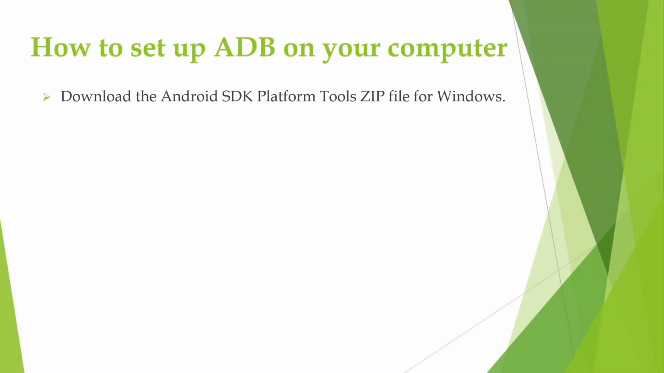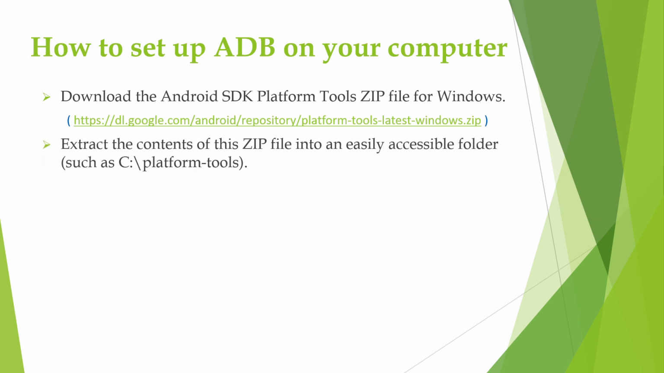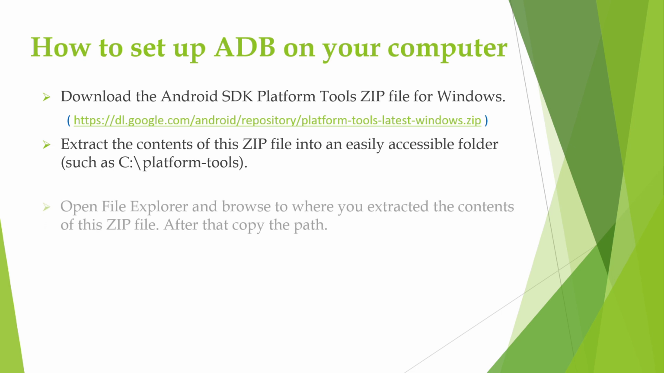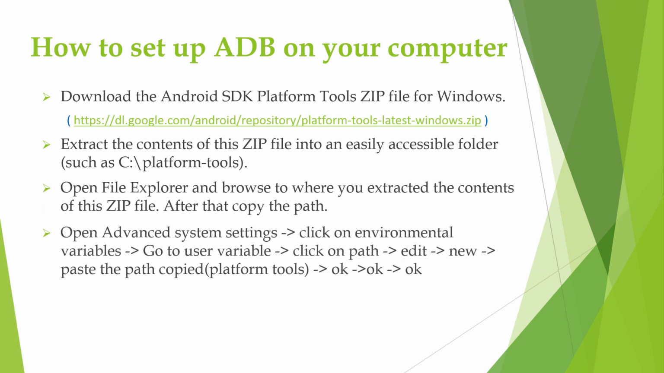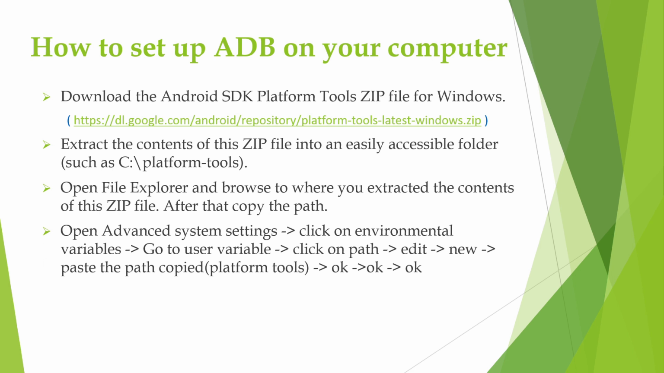Now let us see how to set up the ADB on your computer. In order to set up the ADB on Microsoft Windows, we need to download the Android SDK platform tools. I'll share the link in the description. You can download the Android SDK platform tools from that link. Once you click on that link, a zip file will get downloaded. Once the zip file has been downloaded, you can extract the files in the zip file to a place where you can access them easily, that is anywhere in the C drive.